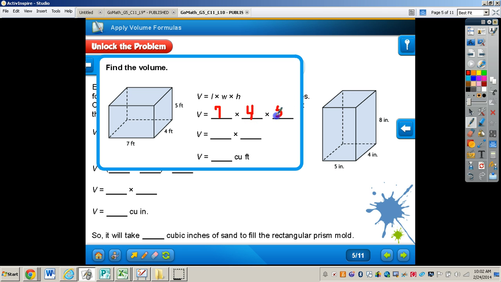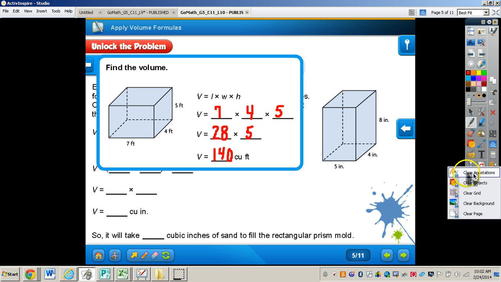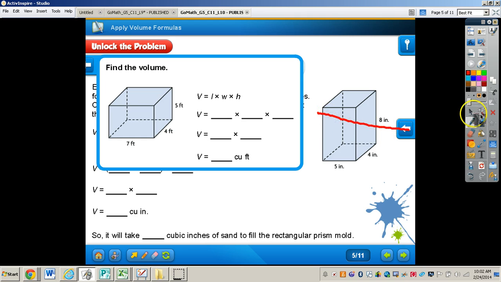Now remember, with volume, that's what makes it different. The height gives it that third dimension. Finding area is length times width, but that third dimension of height gives us the volume. So we're going to multiply 7 times 4, which gives us the base area of 28. Then we have 28 times 5, and that's going to give us 140 cubic feet. So we're multiplying the length times the width times the height. Let's take a look at one more together here.